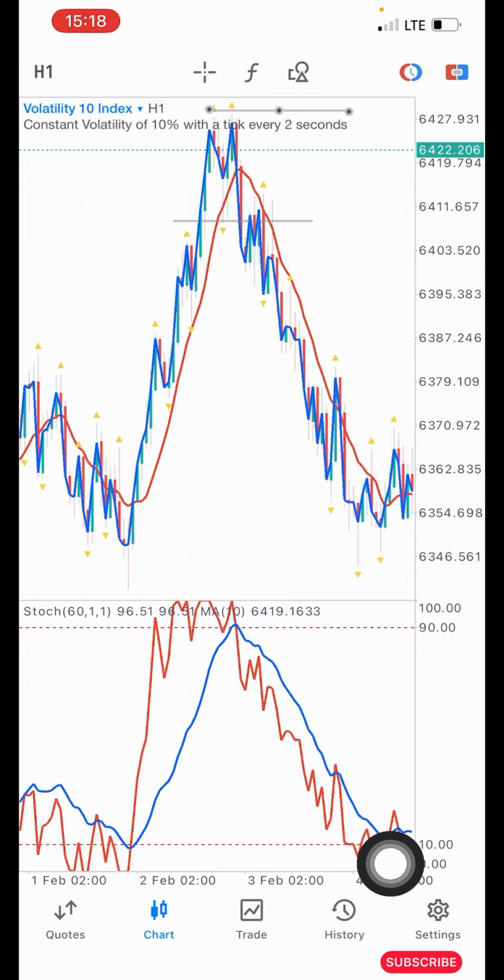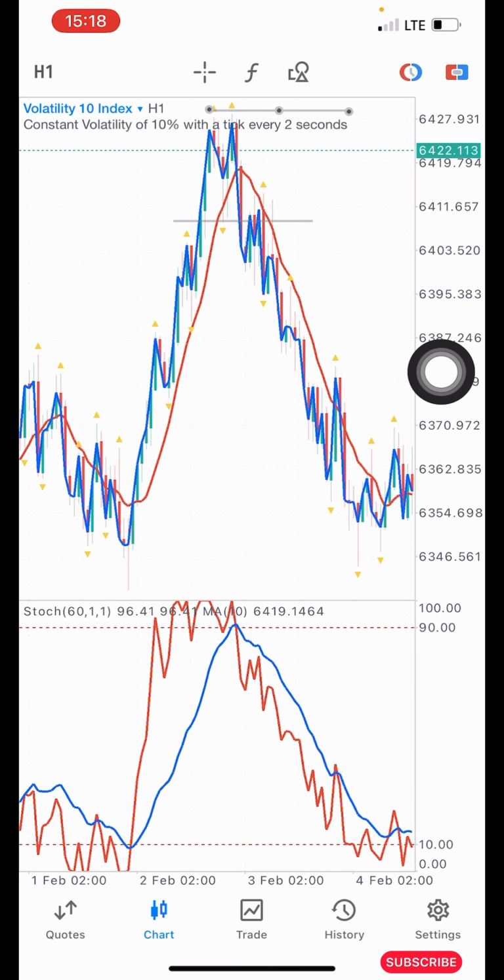Your TP is going to be when this blue line gets to the 10 level, or if you want to go out faster, you can leave it at the red, because the red moves faster than the blue. So when this red gets to the 10 level, you exit, which is kind of a scalping strategy. It's more faster than the blue, so you can get your profit and get out of the market as fast as possible. That is how you go about the strategy.